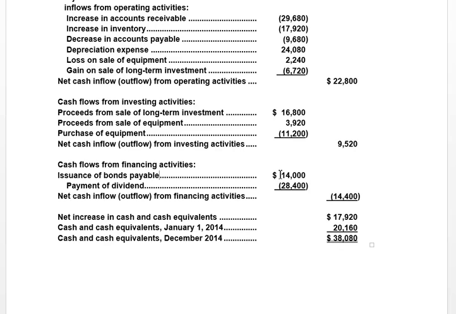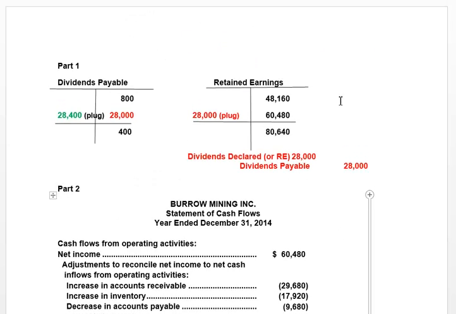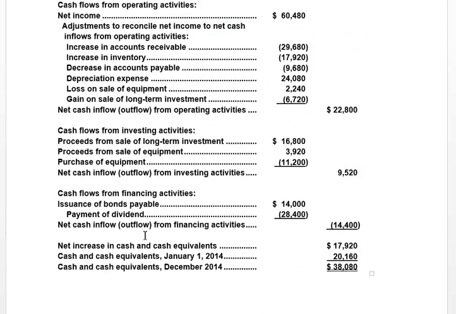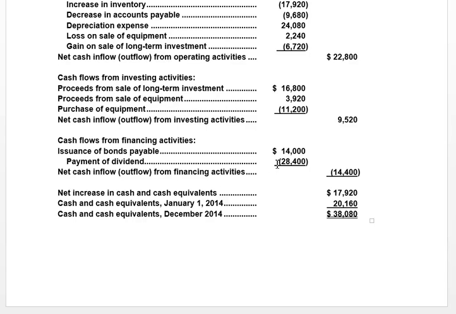That's money we got from our investors that are financing our business, so that's an inflow. Now, what about the dividend payment? Well, that's why in part one, we had you do all this work to figure out how much of a dividend you're paying. So when we go down here, we know we've paid out dividends in cash of $28,400. So we have a net outflow here from financing activities of $14,400.